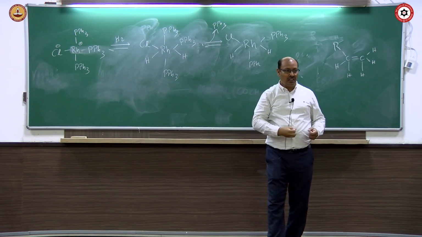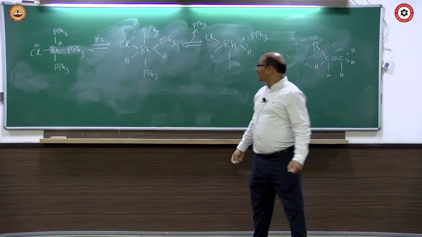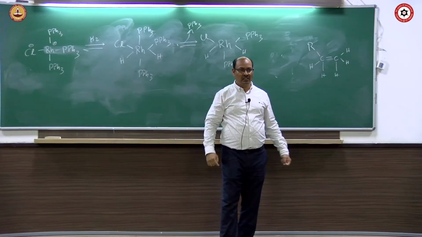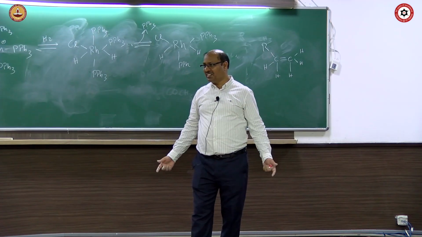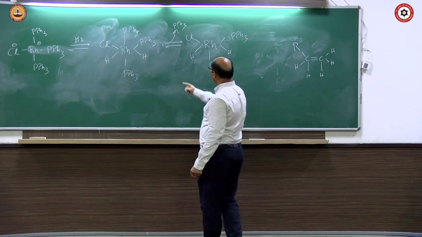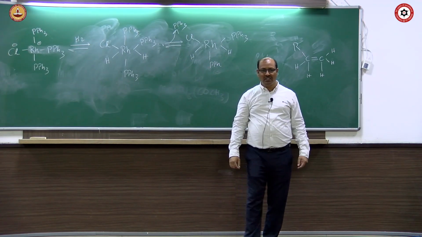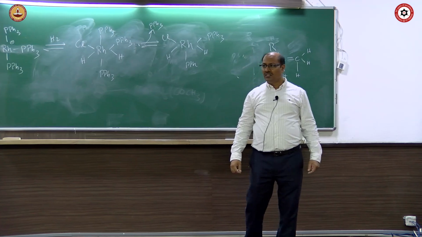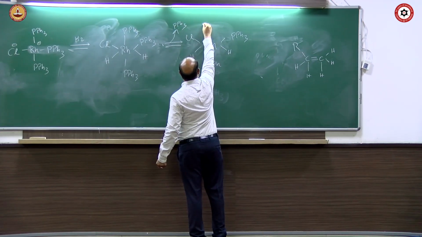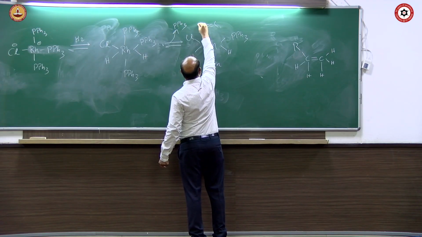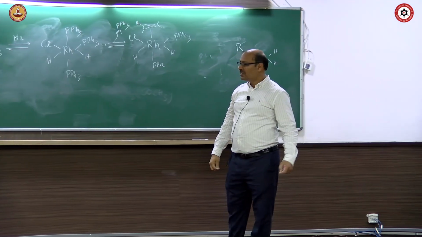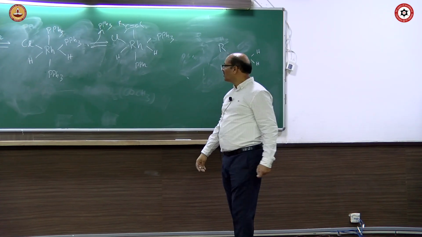One triphenyl phosphine is dissociated. Okay, this is a 16 electron compound. This one has to be an 18 electron compound. And when triphenyl phosphine is dissociated, it has to be 16. This place is occupied by olefin. Olefin is a 2 electron donor. Then again it becomes an 18 electron compound.